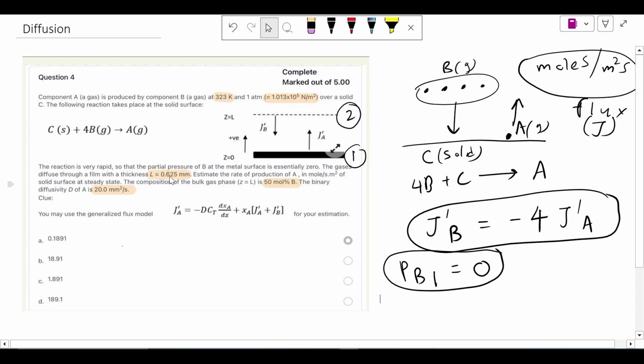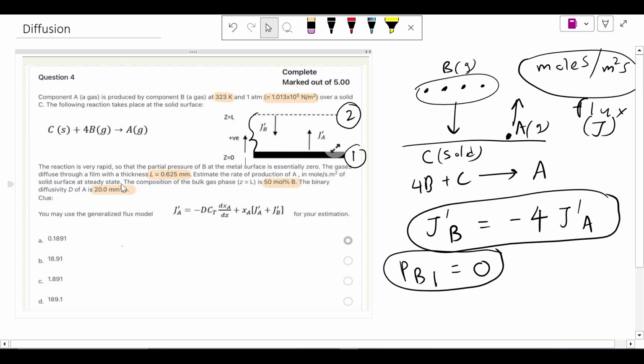The gases diffuse through a film with thickness L equals 0.625 millimeters. This is the L. We need to estimate the rate of production, which means the flux of A, in moles per meter squared per second. This is in SI units, so we need to convert all the data to SI units and solve the question.